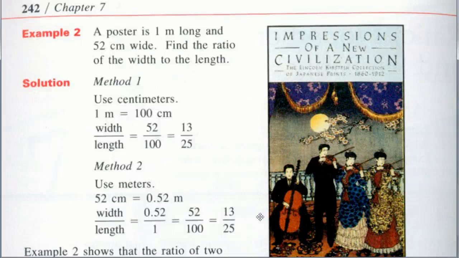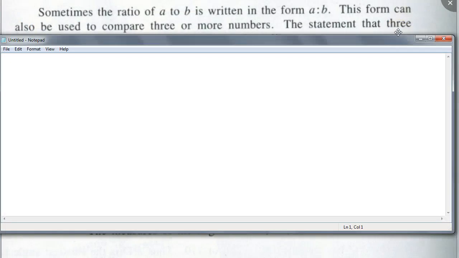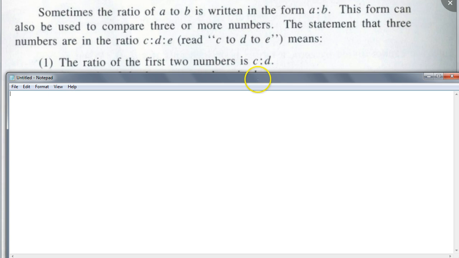Let's move on then. Any questions before we move on? Okay, here we go. Who wants to read this for us? Andrew, go ahead. Sometimes the ratio of A to B is written in the form of A colon B. So sometimes you could write A to B or A colon B, but you read it the same way, A to B. Keep reading. This form can also be used to compare 3 or more numbers. So it doesn't have to be just 2 numbers, it could be 3 or more. Keep reading.